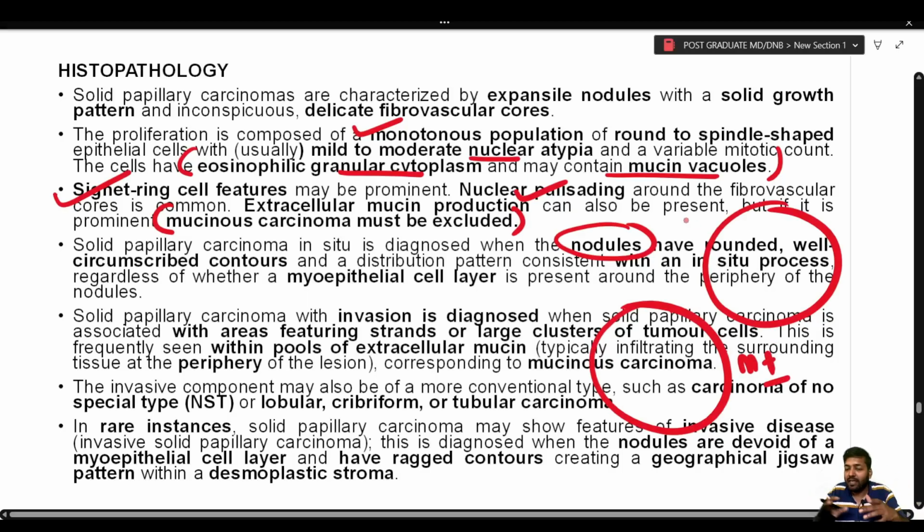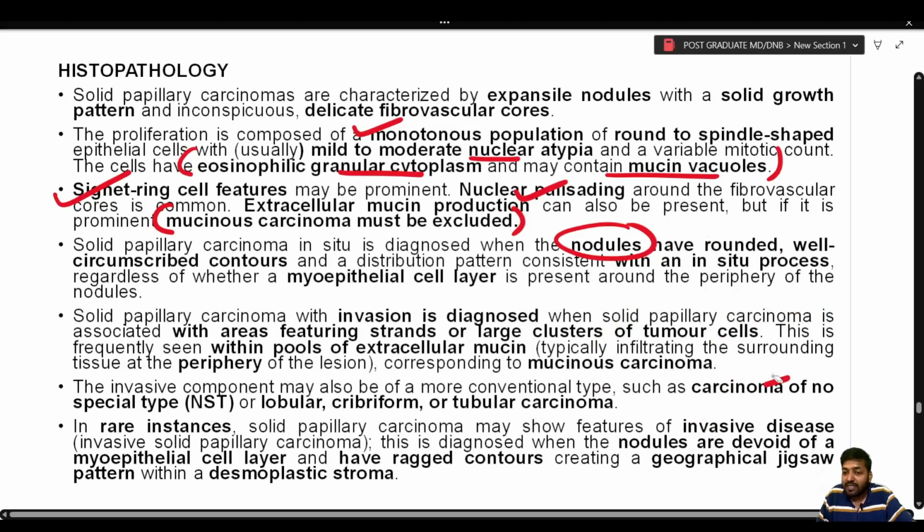and if you see that there is no frank invasion, all of them are basically surrounded by a fibrous capsule, in that case we will use the term solid papillary carcinoma in situ. Okay, but the nuclear features have to be very mild, very bland.